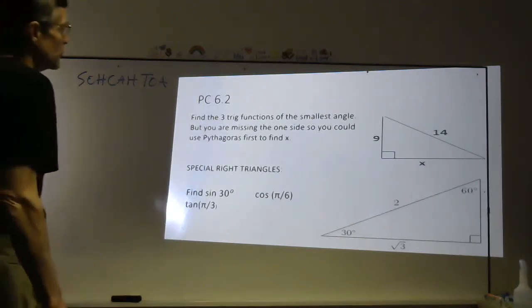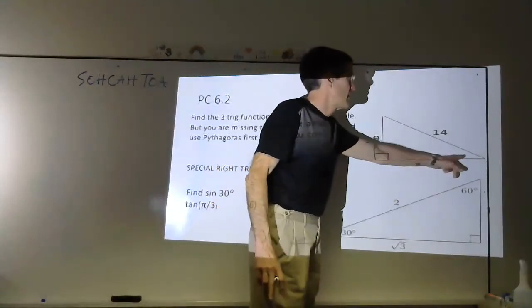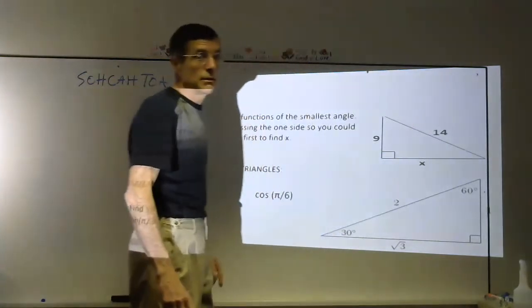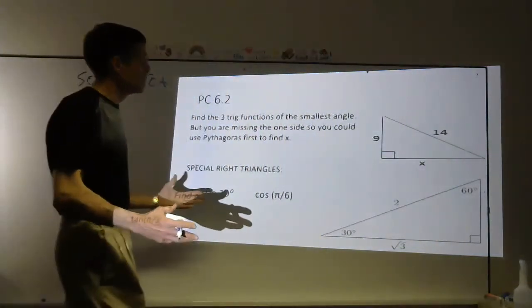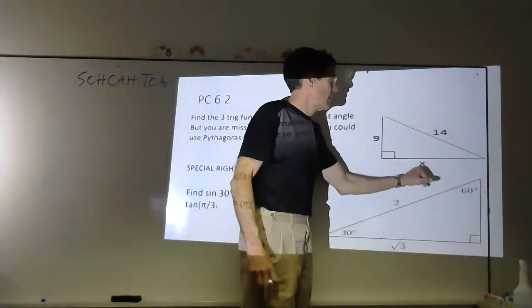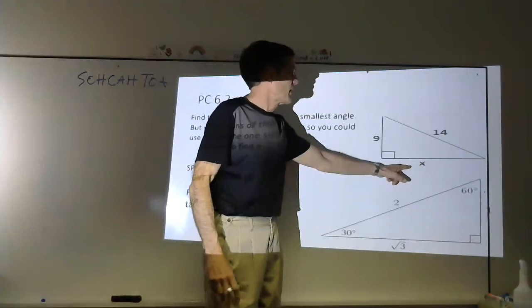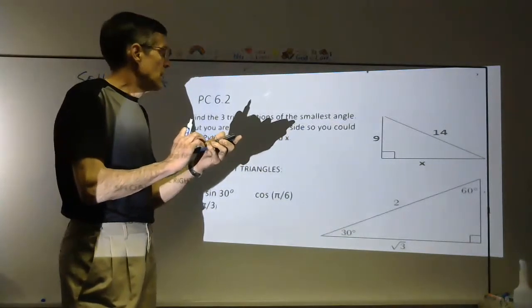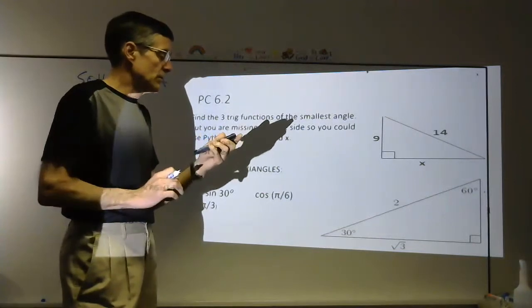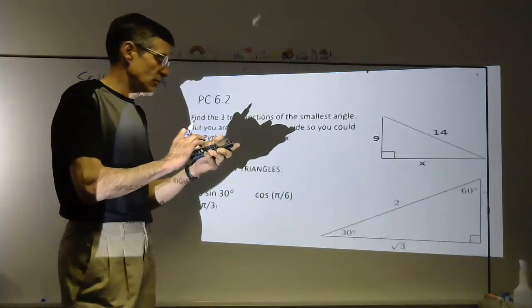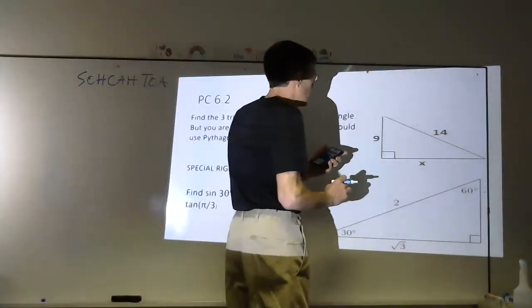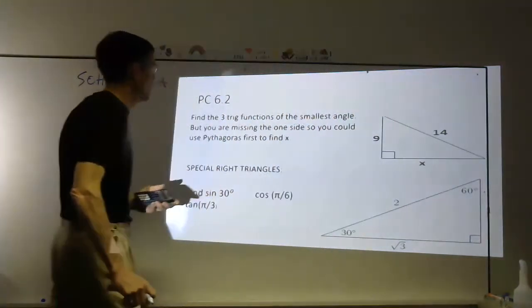Find the 3 trig functions of the smallest angle. Here is your smallest angle. I can get the sine. Sine is opposite over hypotenuse, 9 over 14. Cosine. Yikes. To do the cosine of the smallest angle, I need this side. So I'm going to have to do Pythagoras. Pythagorean theorem, 14 squared is 196, I think, minus 81 equals 115. So I need the square root of 115, which is 10.72. So this side is 10.72.